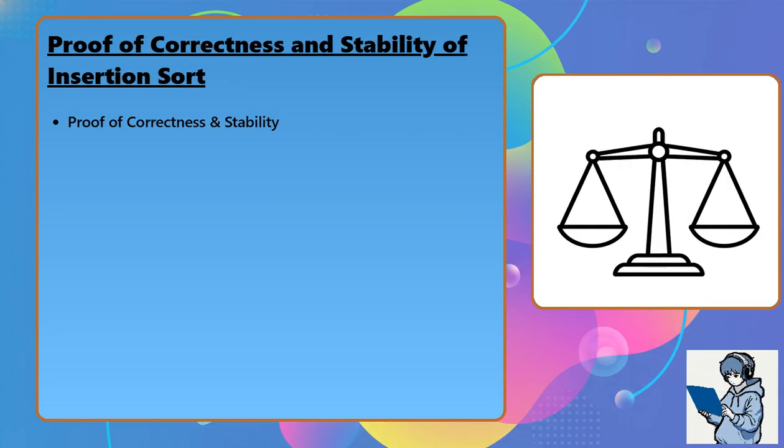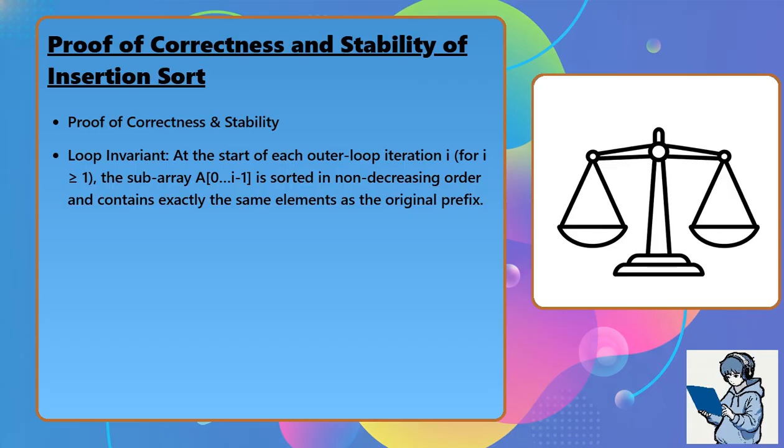Proof of correctness and stability. Loop invariant. At the start of each outer loop iteration i, for i greater than or equal to 1, the subarray A[0..i-1] is sorted in non-decreasing order and contains exactly the same elements as the original prefix. Initialization, i equals 1. A[0] is a single element, trivially sorted.